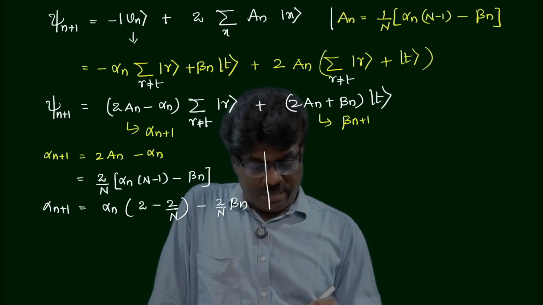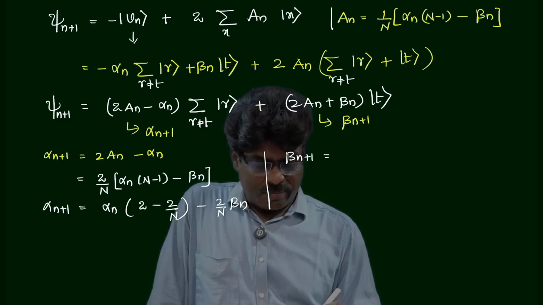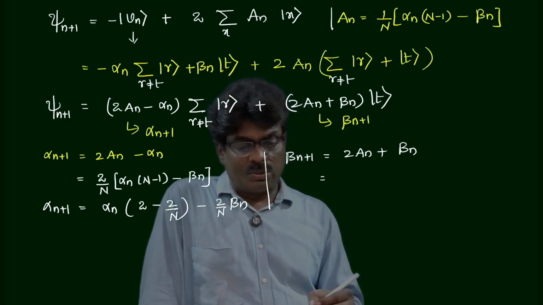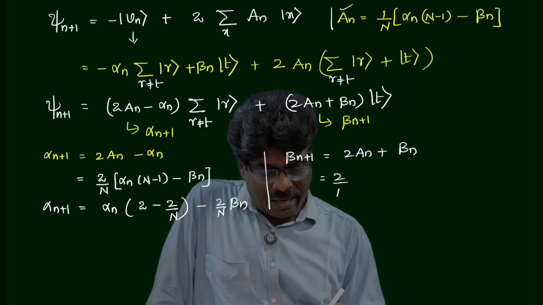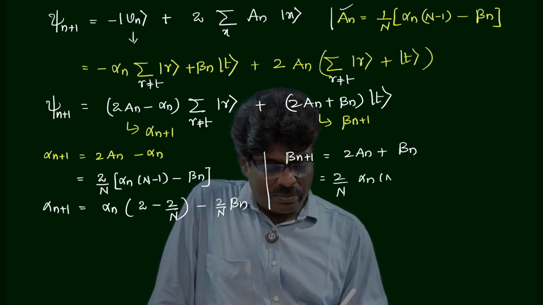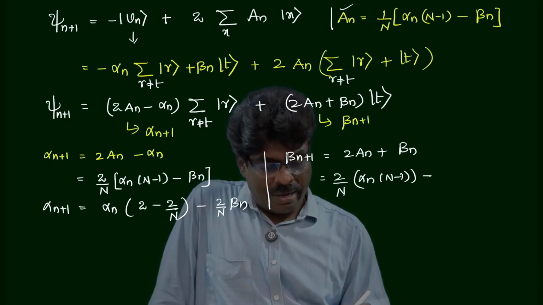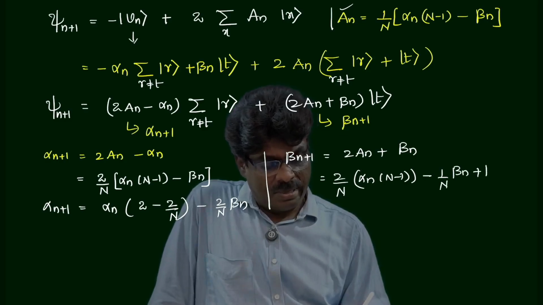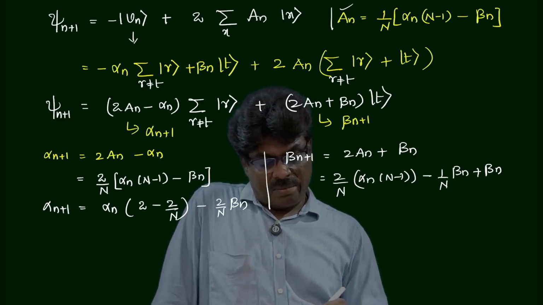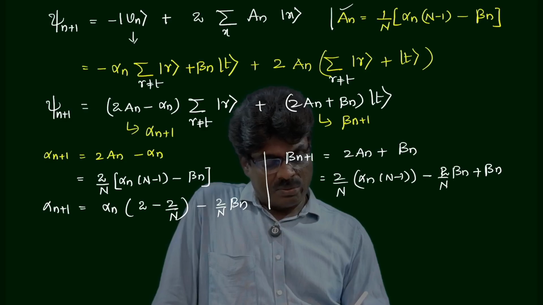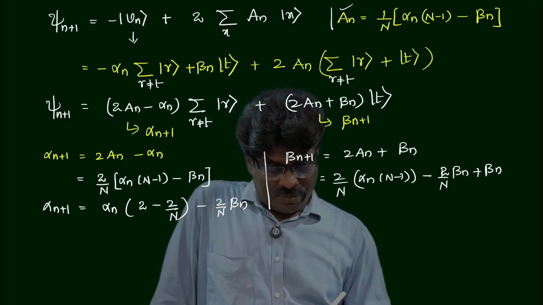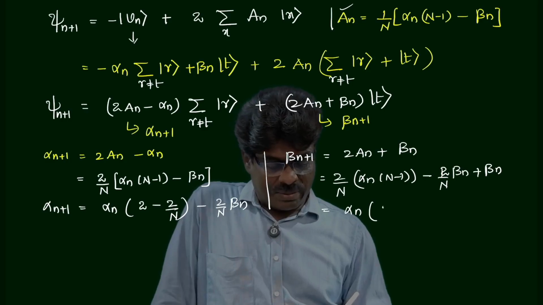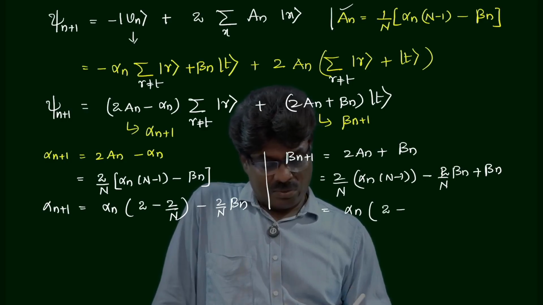And after that, what about this beta n plus 1? So this is 2an plus beta n. So just substitute an here. This is 2 by n alpha n into n minus 1 minus 1 by n into beta n plus beta n. But here we are multiplying with the 2, so that's why here also you'll get a 2. So how can we take the common here? Alpha n common, then n gets cancelled. So this is nothing but 2 minus 2 by n.